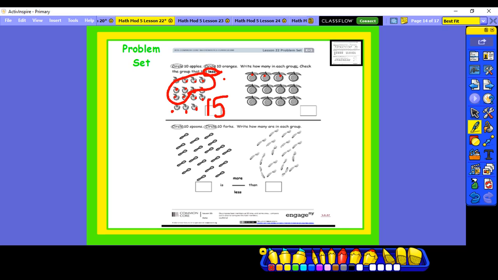1, 2, 3, 4, 5, 6, 7, 8, 9, 10. 10. How many left over? 2. What is 10, 2? 12. Compare. Yes, 12 is less than 15 because the 2 is less than 5.